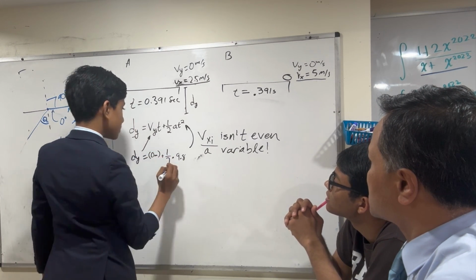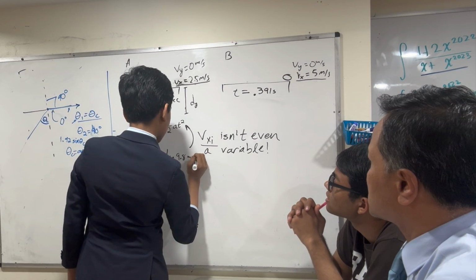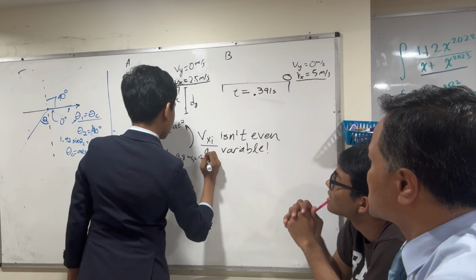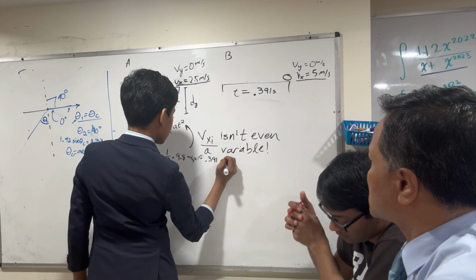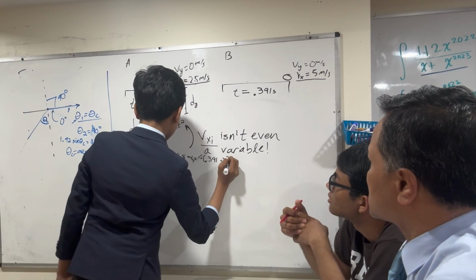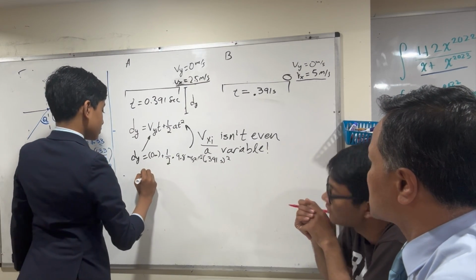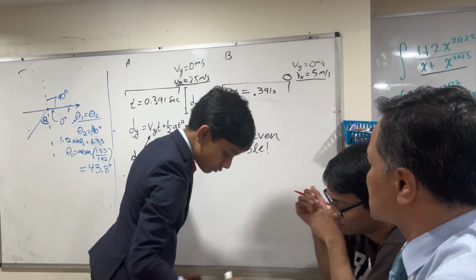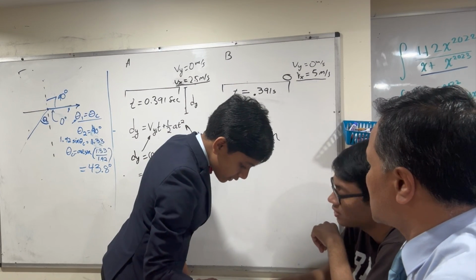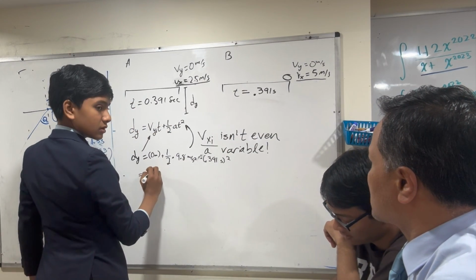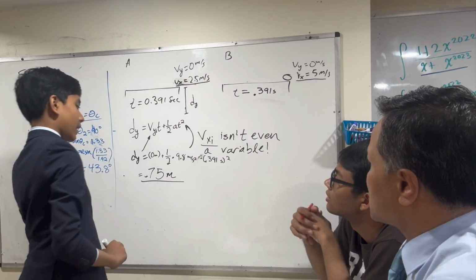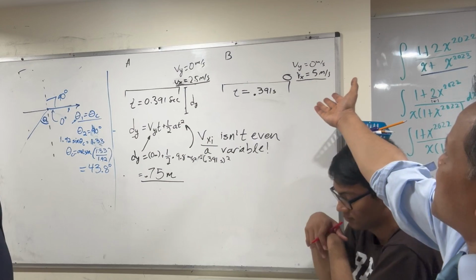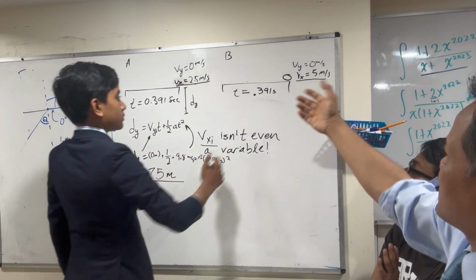0 meters plus 9.8 meters per second squared times time squared, which is 0.391 seconds squared. So then, 0.75. It's exactly 0.75, or 0.749. Yeah, 0.75. They accept those roundings. This is 0.75 meters, so that must be 0.75 meters as well.